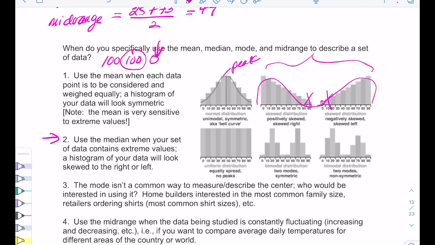That's the mode. And then the mid-range is usually used when you're studying things that are constantly fluctuating. And when I say fluctuate, I mean like increase, decrease, and it's constantly doing that back and forth. Temperatures fluctuate for different areas of the world. You may want to look at the mid-range for that.